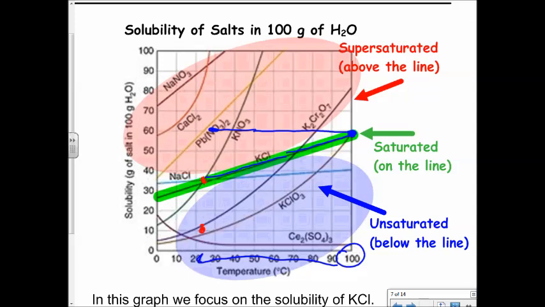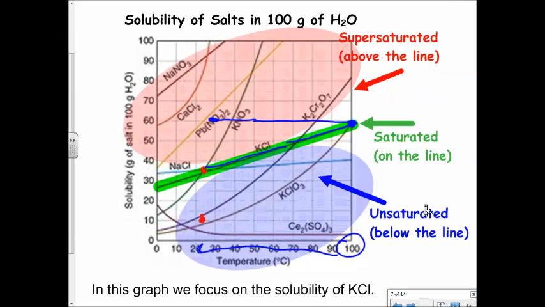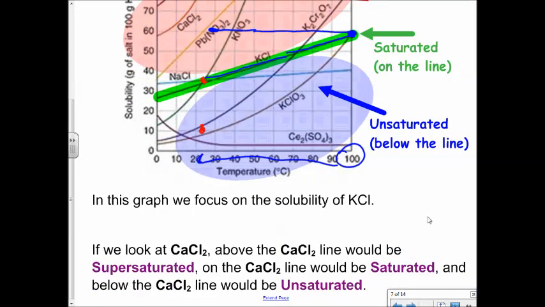Linear units seem confusing when you first start. Keep in mind, the only possible way to ever get a supersaturated solution is at some point in that solution, we have to increase the temperature, and that's the only possible way to get a supersaturation.